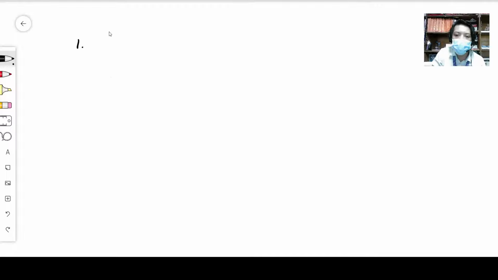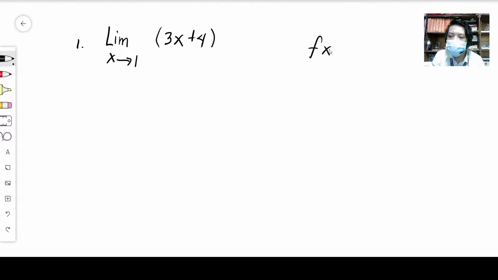Okay, so we have here number one: the limit of 3x plus 4 as x approaches 1. So we are finding the limit of a function. The function here, f of x, is equal to 3x plus 4. So we're finding the value of the limit of the function as x approaches 1. How do we find the limit?